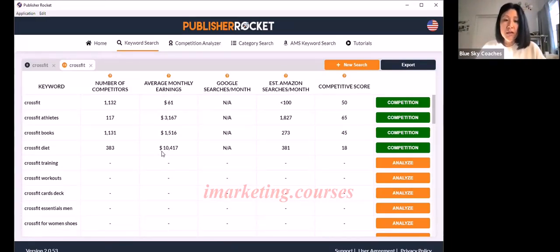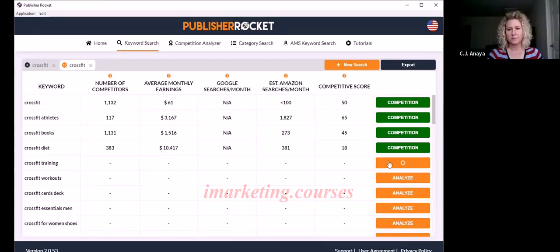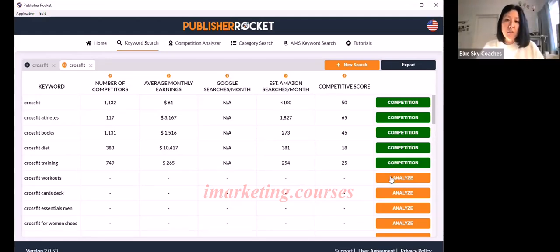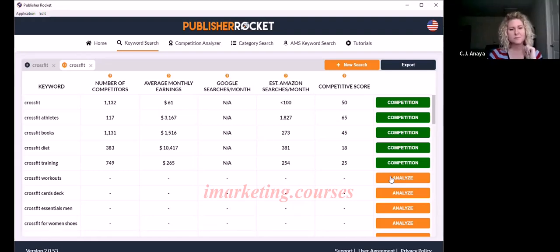As we said, you really need to read those different columns together. Because, for example, okay, give me an example. Click the next one, CrossFit training. Yeah, so let's say this one, the competitive score is 25, right? Then you think, oh, it's quite low competition, maybe I should go for it. But then it says it has 700 plus competitors and only $200 of average earning monthly. Why would I bother to go in there? So you've got to read all those numbers together.